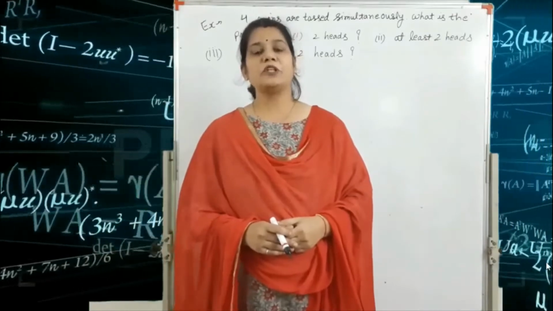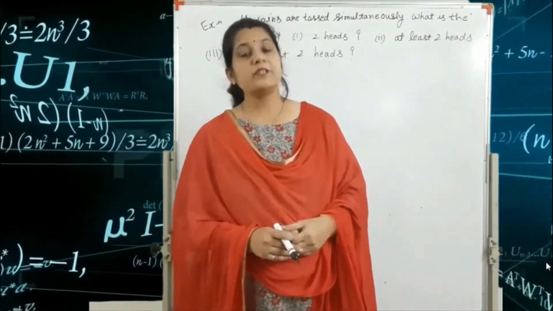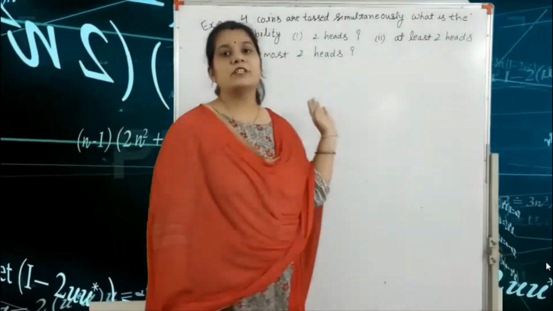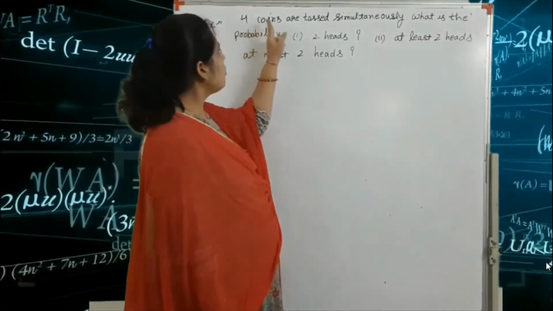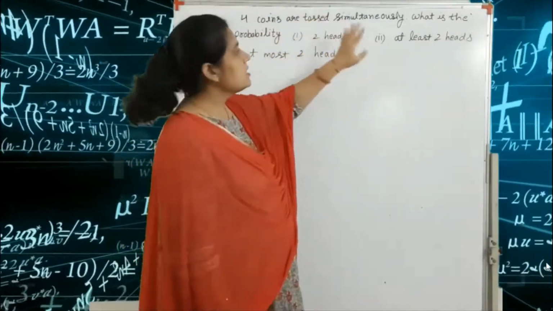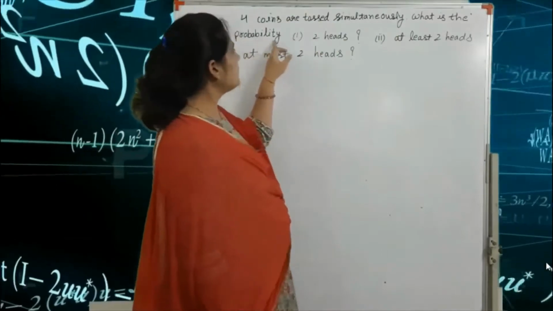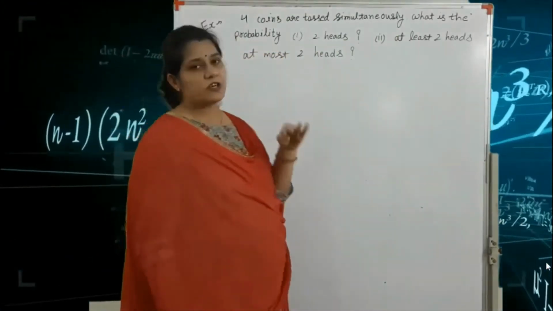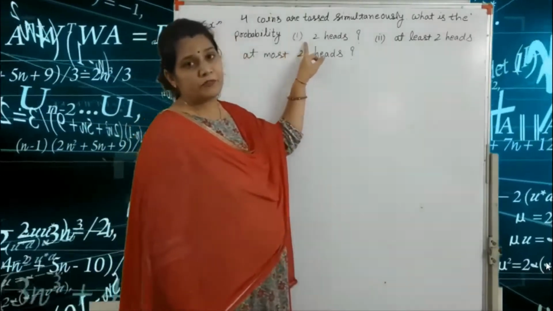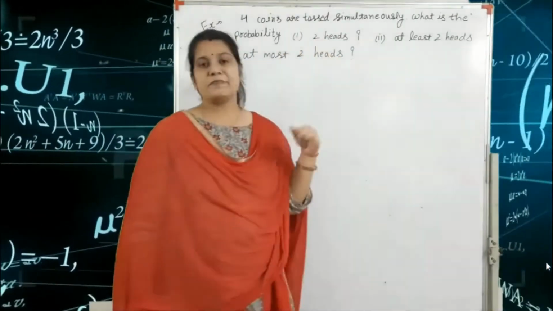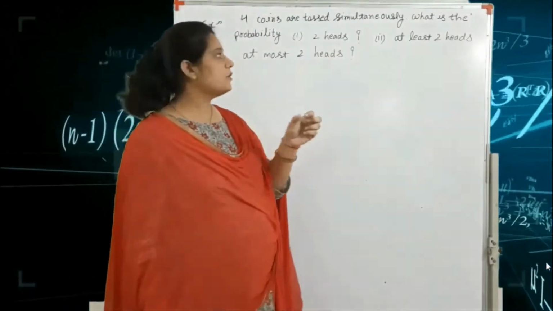Today I am going to give a lecture on the binomial distribution, and this is an example of the binomial distribution. The example is: 4 coins are tossed simultaneously. What is the probability of getting exactly two heads?